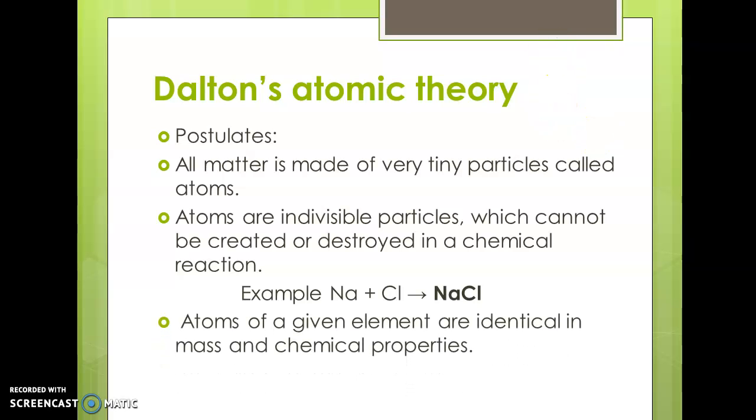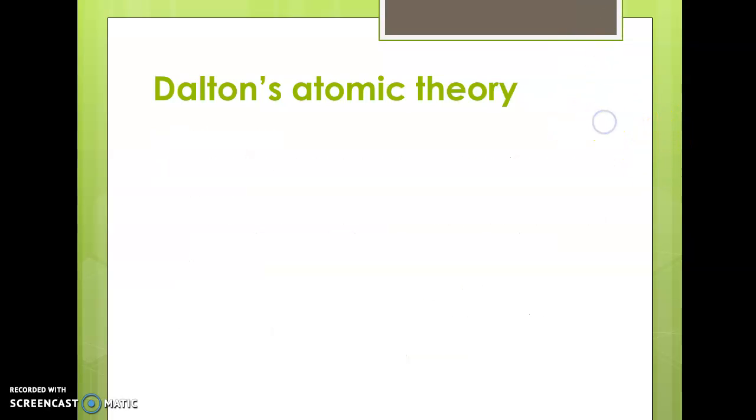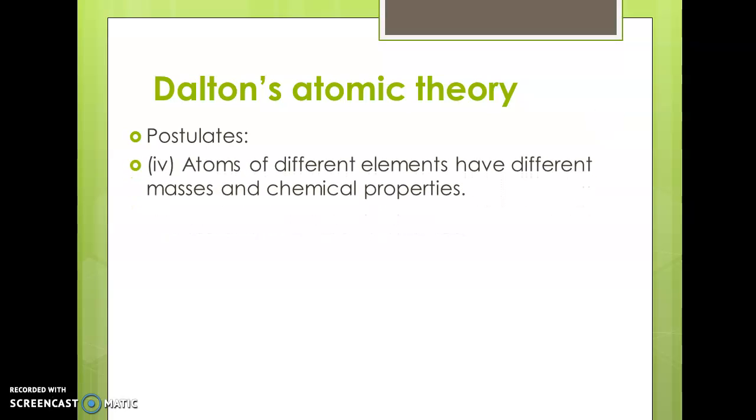I cannot divide this Na into a further smaller particle. Next one is that atoms of a given element are identical in mass and chemical property. For example, if I take sodium atoms, all the sodium atoms will have the same mass and the same chemical property. If I consider different elements like sodium and chlorine, they have different mass and different chemical property. So that is the fourth postulate: atoms of different elements have different masses and different chemical properties. Here the example is hydrogen, with 1 unified mass, and for chlorine the mass is 35.5. So they are different elements and they have different mass as well as different chemical property.